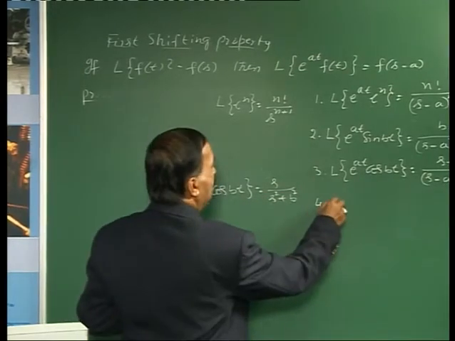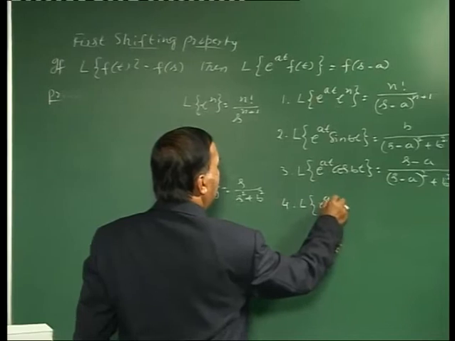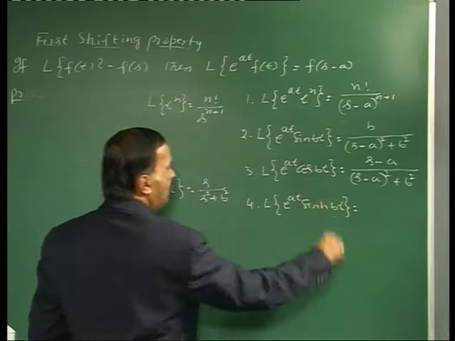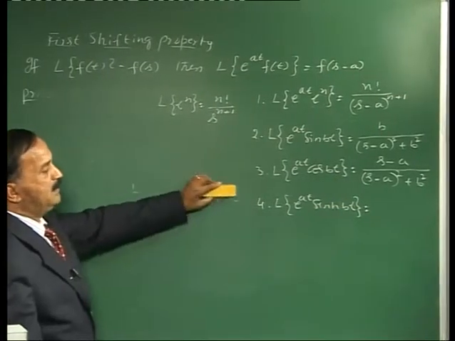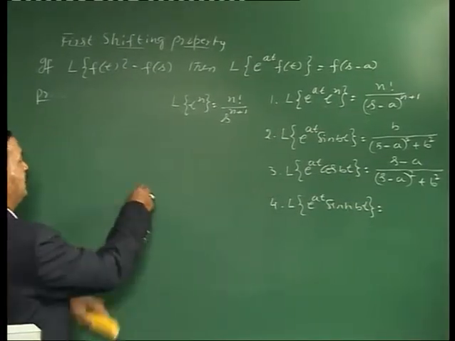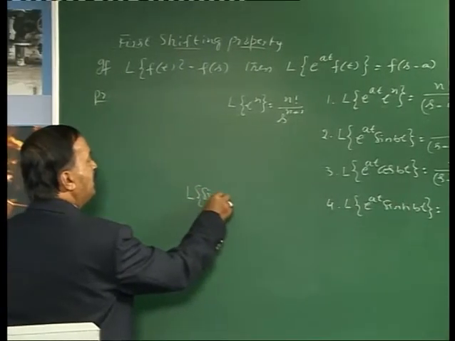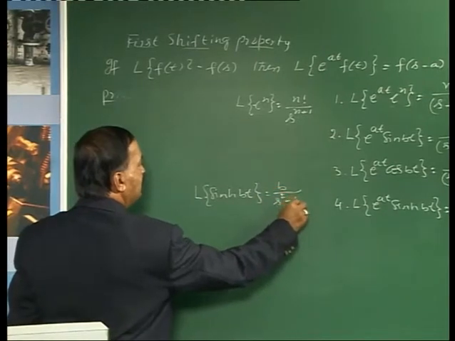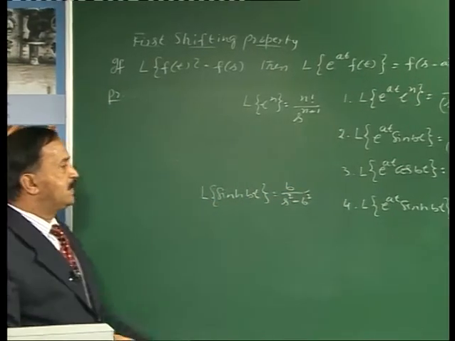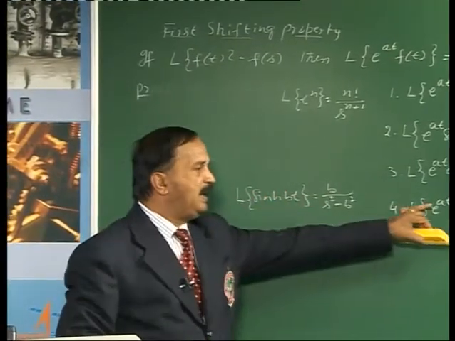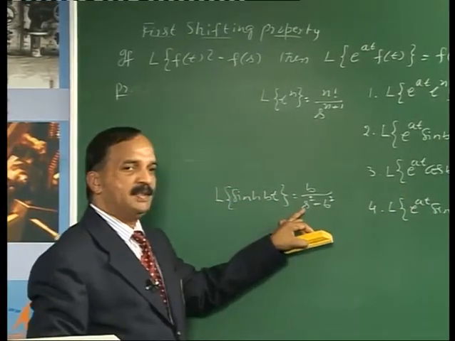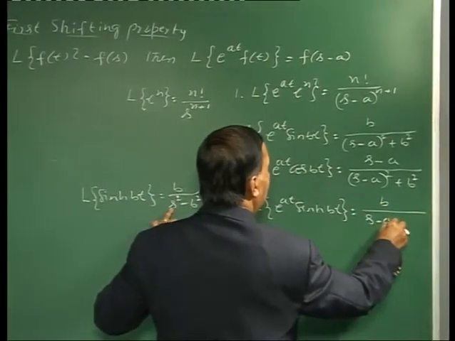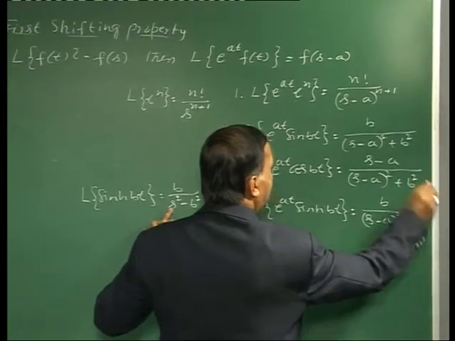Number 4, L of e to the power of at into sine hyperbolic bt equals... Again, we know L of sine hyperbolic bt is equal to b by s square minus b square. If I write e to the power of at here, you should replace s by s minus a. Then the formula becomes b by (s minus a) whole square minus b square.